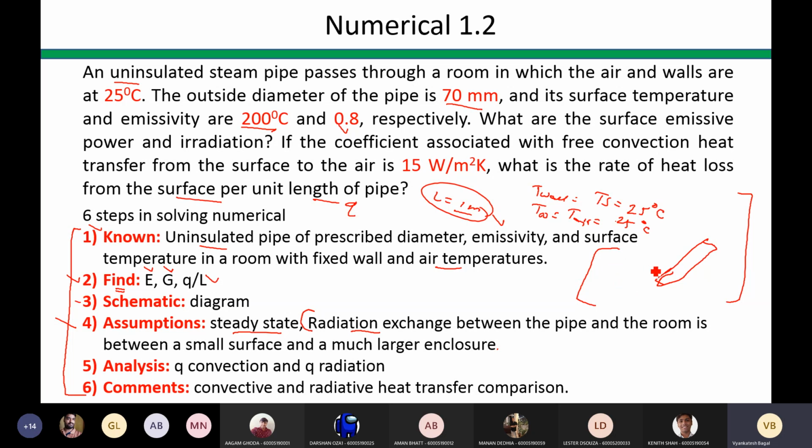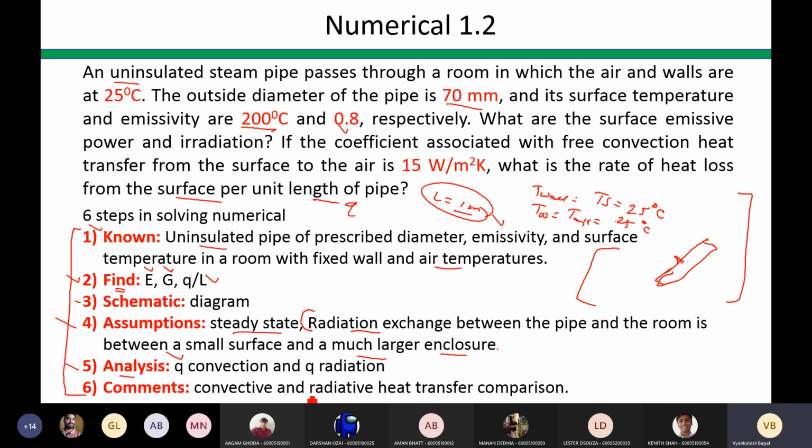Larger. So don't you think this is something like a radiation exchange between a surface and a large enclosure or a surrounding? The second case from the previous slide, where there is net heat exchange taking place between these two surfaces, right? So we are considering this surrounding as an enclosure, a larger enclosure. Clear? And then the analysis, how we will do the analysis.